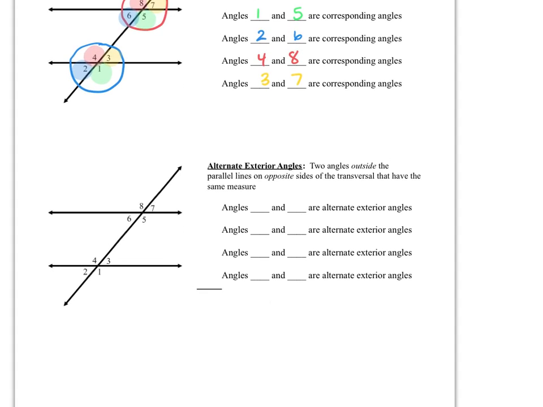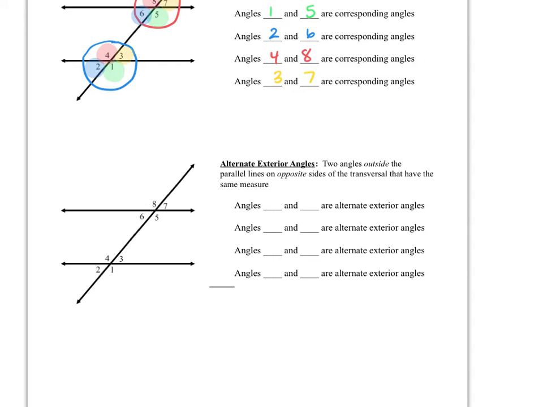The next set of special angles formed by a transversal are called alternate exterior angles. Exterior means outside, and alternate means opposite sides of the transversal. I'm going to focus on the exterior part first. If I use my parallel lines and look at the angles that are outside of the parallel lines, those are angles 8, 7, 2, and 1. Think of them like train tracks. This would be in between the train tracks, and 8, 7, 2, and 1 would be outside the train tracks.